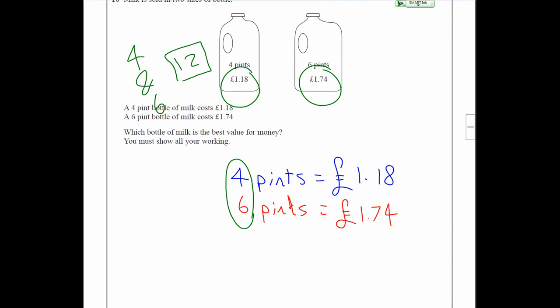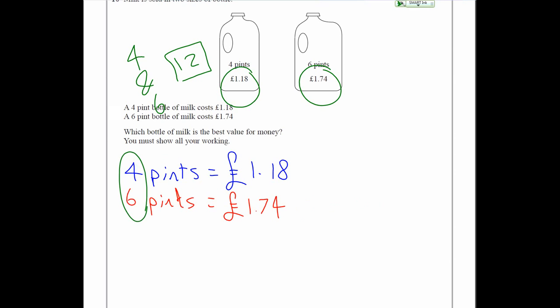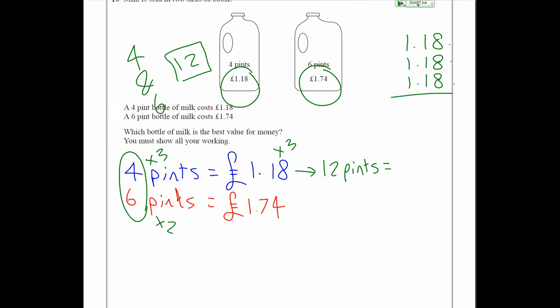Okay? So I'm going to move all this across, and we're going to work out how much 12 pints is going to be. For the 4, we need to times by 3 to get 12. For the 6, we times by 2. Okay? So 12 pints, we're going to be doing times 3. So it's 118 plus 118 plus 118. Okay, 8, 16, 24, over 2, 5, £3.54 for 12 pints. You might not want 12 pints, but that's not what value means. Okay, we're not even considering how much you actually want.